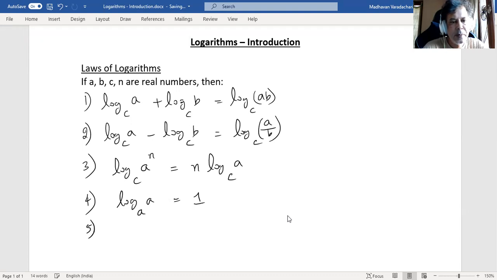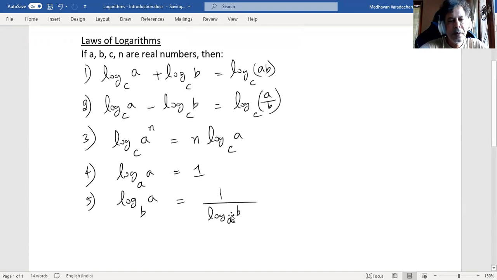Then we have logarithm of A to the base B, which can be written as 1 divided by logarithm of B to the base A. This is called the change of base rule. This is the product rule, this is the division rule, or quotient rule, you can say. This is the power rule. This is the same base rule. This is the change of base.